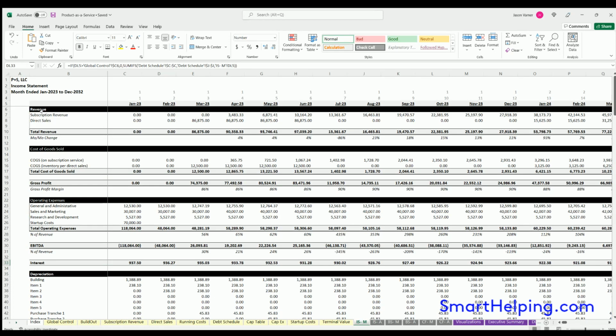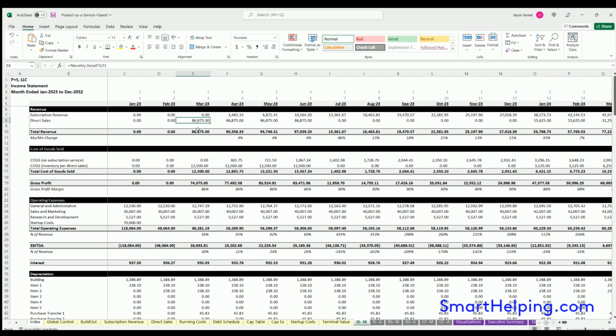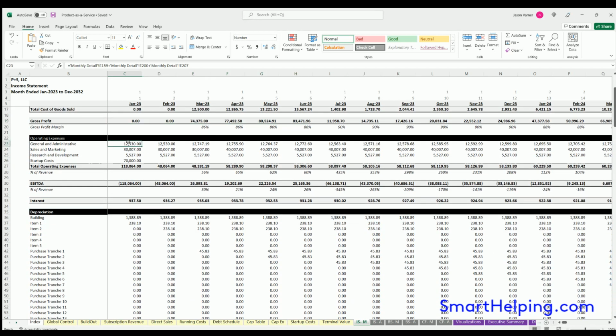Income statement, we now see here's our subscription revenue over time based on all those different assumptions. Here's our direct sales revenue over time, and you can see this goes out for 10 years. We have our total revenue. We have cost of goods sold for the subscription service. We have cost of goods sold for direct sales here. Gross profit. We have our general administrative costs, sales and marketing, research and development costs, startup costs, OPEX. Then we have EBITDA as a result of your total gross profit less OPEX.